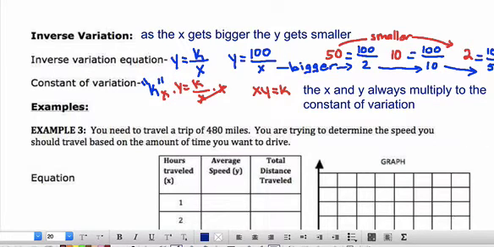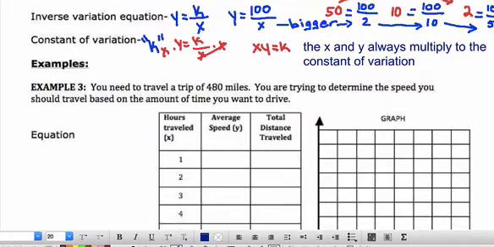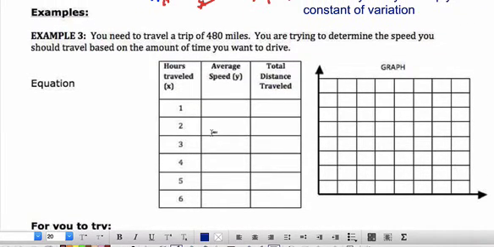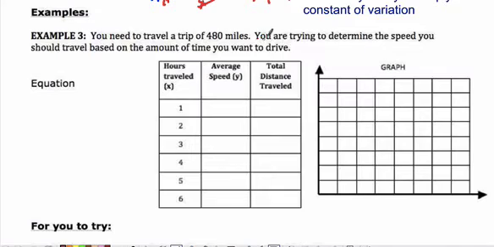Okay, so make sure you've written everything down and then follow me down here to try this problem. And I'm going to start with the table here, but you need to travel a trip that's 480 miles. You're trying to determine the speed you should travel based on the amount of time you want to drive. So you're going someplace and you're going to have to travel 480 miles. So no matter what, we're going 480 miles. So I'm just going to fill in this whole table here with 480 because we want the distance traveled to stay the same.